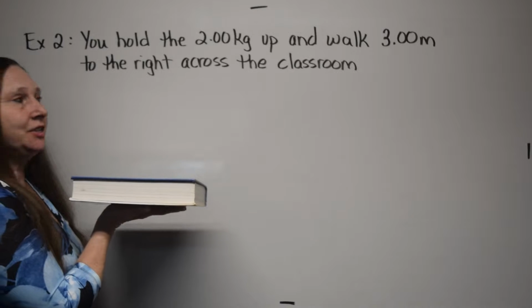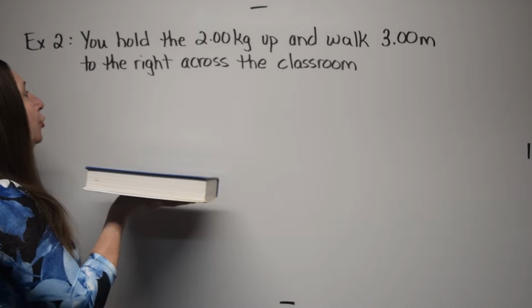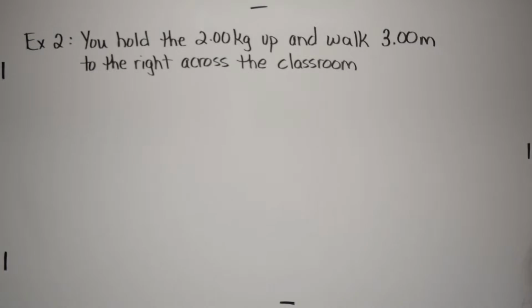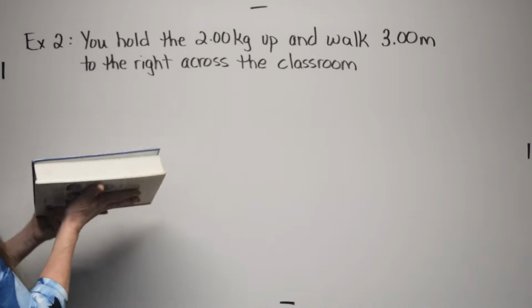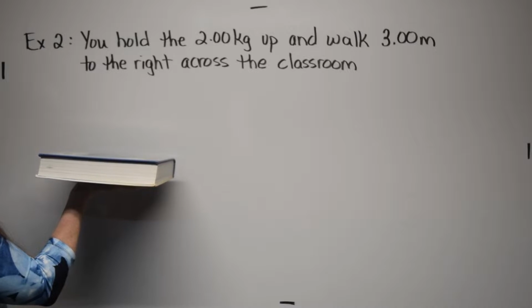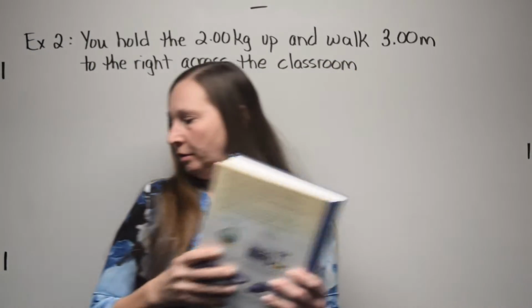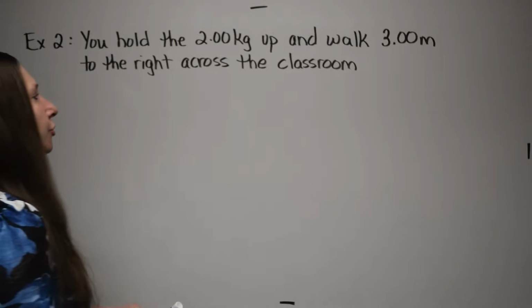In this example, you are holding the 2-kilogram textbook up and you walk 3 meters to the right across the classroom. So again, you're holding the book up. Your applied force is holding the book up, but the motion is to the right. Let's see what forces we have and whether or not they are doing work.